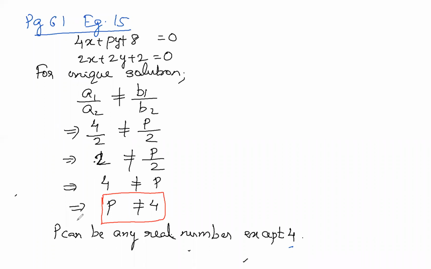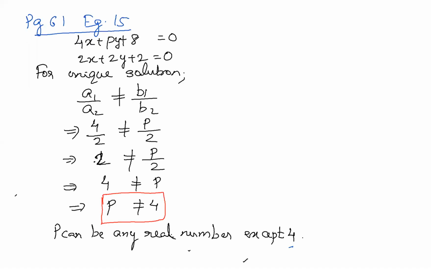Okay, so write the question. Example number 16. Example 16 is, for what values of K will the following pair of linear equations have infinitely many solutions?